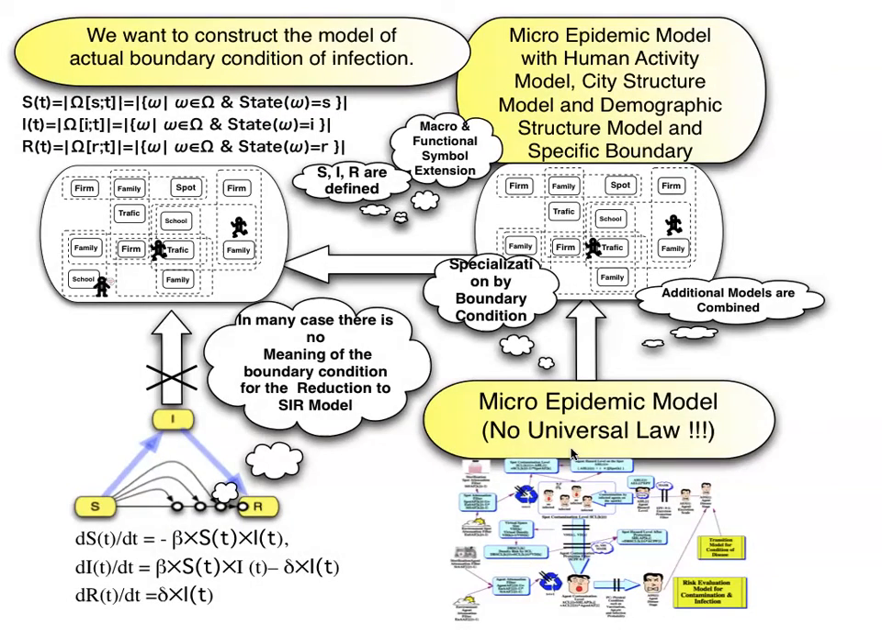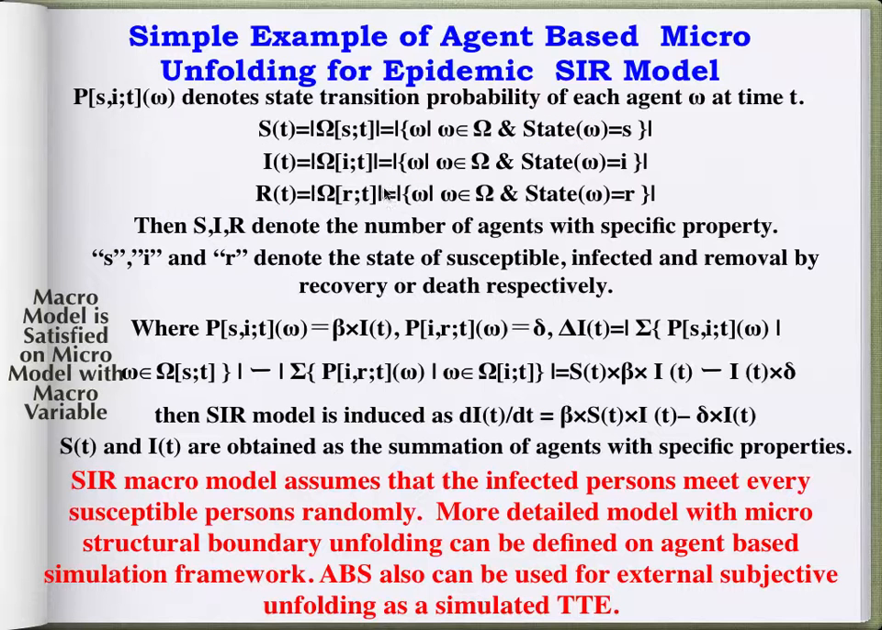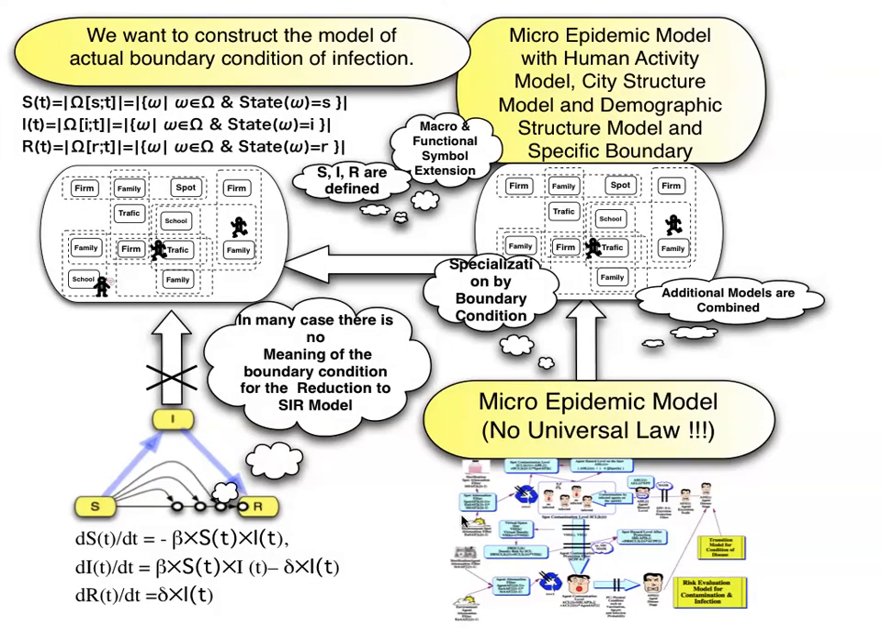But the most important point is that we give a more realistic boundary condition: a micro epidemic model with a human activity model, city structure, and so on. Then the boundary condition is quite different, and its dynamics does not correspond to the macro model. This model assumes an implicit simple boundary condition.